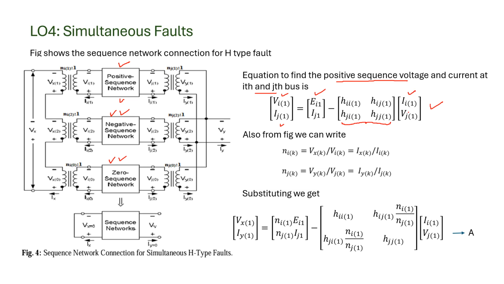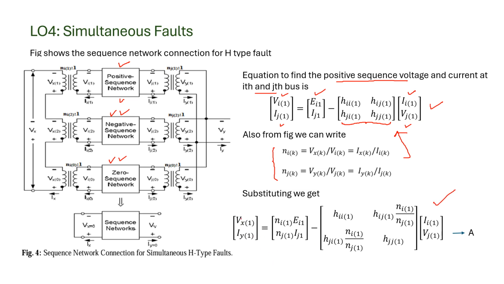And Ii and Vj represent the positive sequence current at the ith bus, and Vj1 represents the positive sequence voltage at the jth bus. Now we are having a transformation so as to take care of on which line the fault has taken place. So we have taken one isolation transformer, and these are the ratios of that isolation transformer. Substituting these ratios into this equation, we get this equation over here.